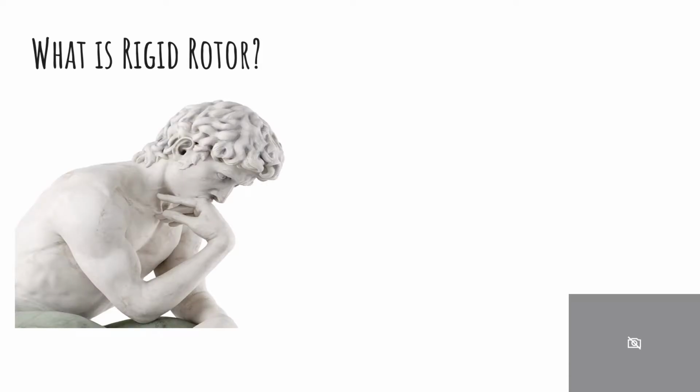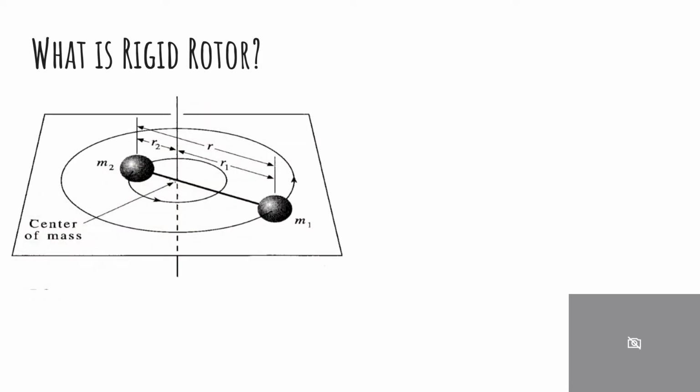So what is the rigid rotor? The rigid rotor is a quantum mechanical model system for rotating diatomic molecules. The model consists of 2 point masses, M1 and M2, which are at fixed distances R1 and R2, starting from the center of mass. The diatomic molecule vibrates as it rotates. However, since the vibrational amplitude is small in comparison with the bond length, we consider the bond length to be fixed.